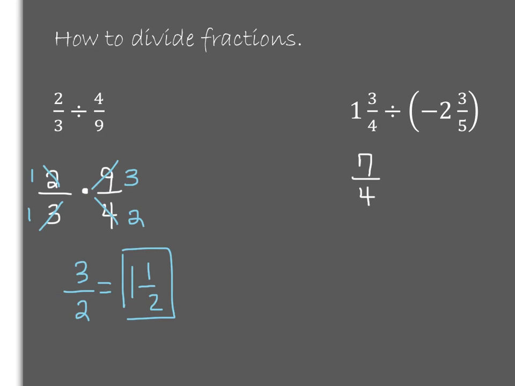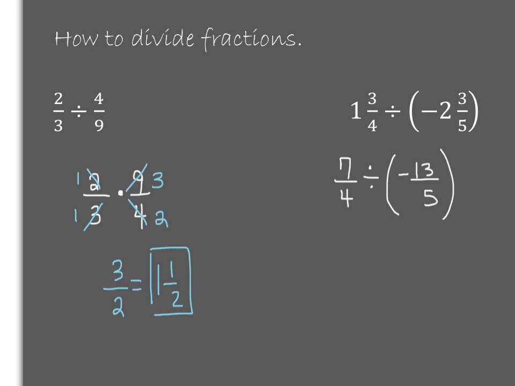7/4, keep it division, and we'll divide by negative 13/5. Now that the problem is rewritten with the mixed numbers as improper fractions, now I can change them to multiplication, and now I can flip that second fraction.